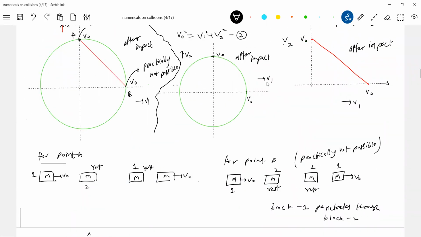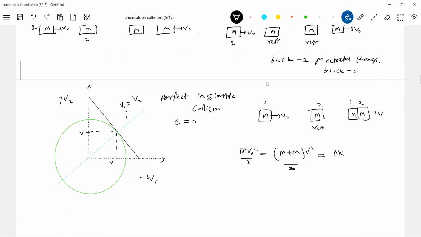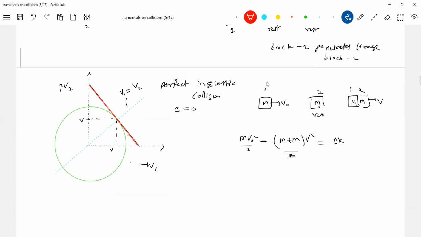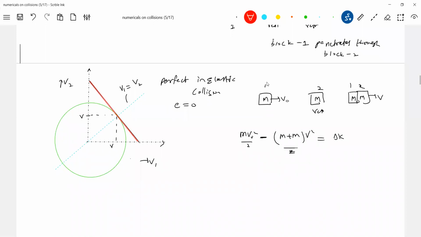So if it is inelastic collision, what will happen to this one? The radius of circle will decrease here. Sir, what is that red color? I think red color is the straight line. This will be as it is. So therefore, what we can say is that for inelastic collision, the radius of the circle will decrease, and they'll have common velocity, and that should be equal to v.